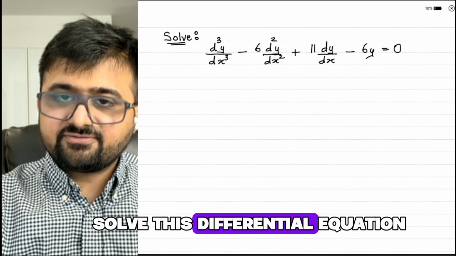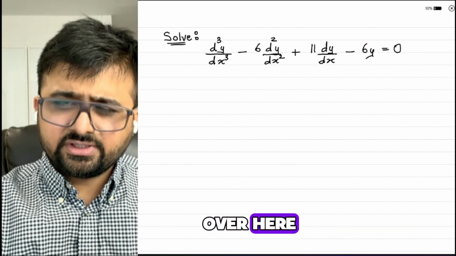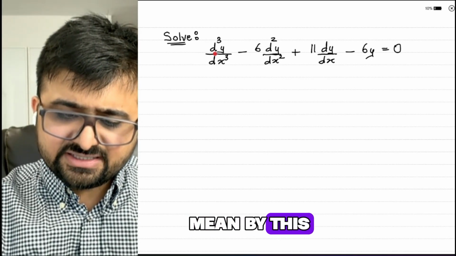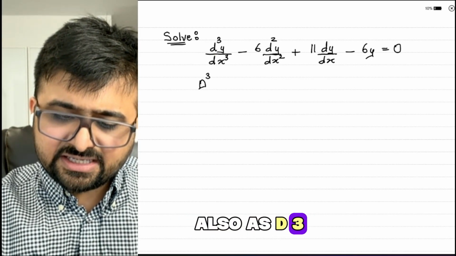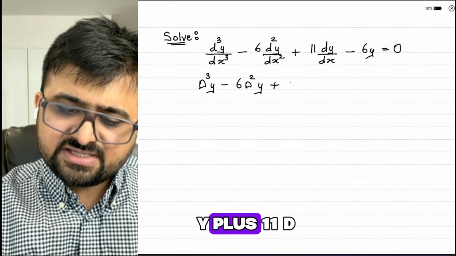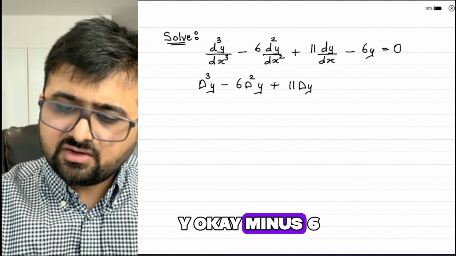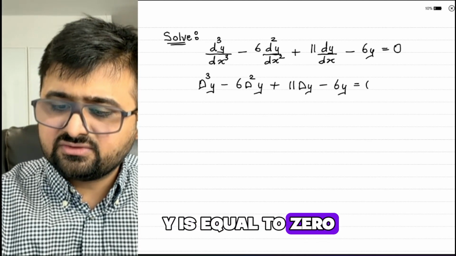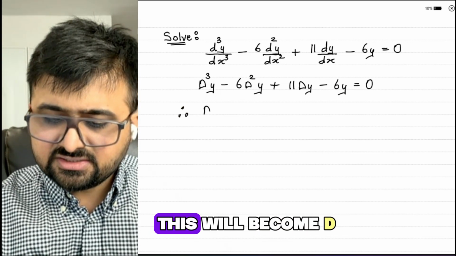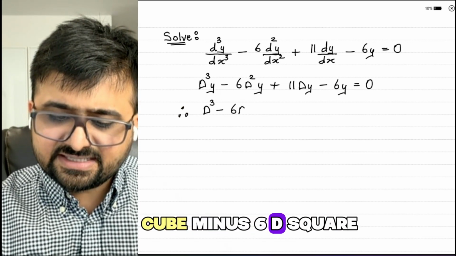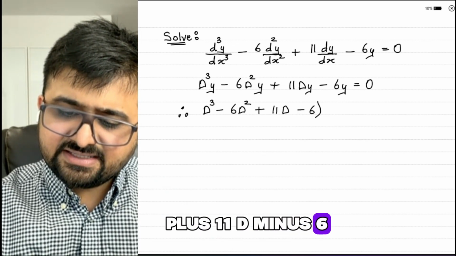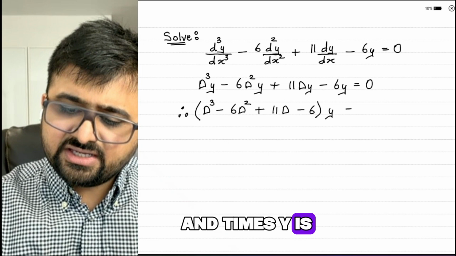Now we want to solve this differential equation, which is given over here. Let's first convert it into the notation form in the operator D. What do I mean by this? I can write this also as D^3 y minus 6D^2 y plus 11Dy minus 6y is equal to 0. Therefore, if you factor out y, this becomes (D^3 minus 6D^2 plus 11D minus 6) times y is equal to 0.